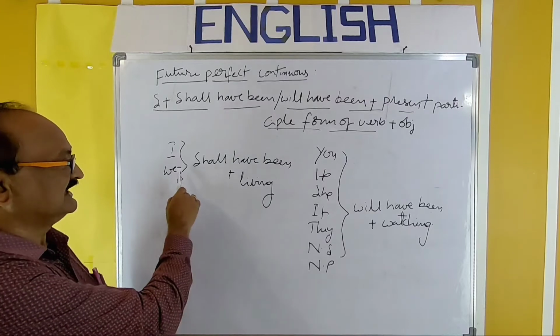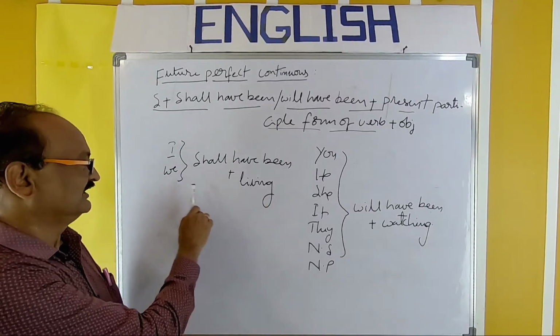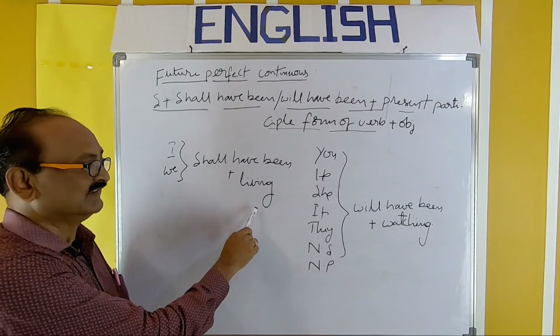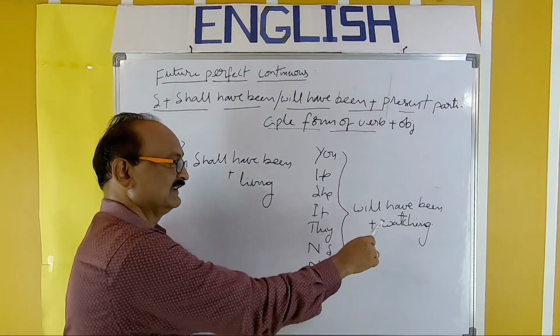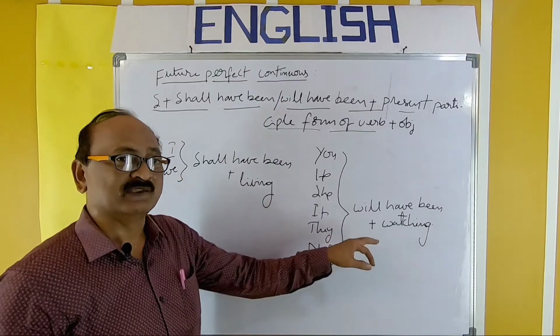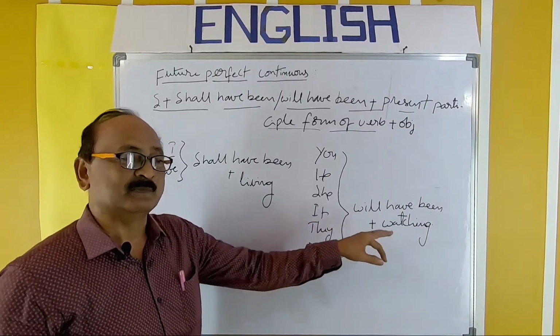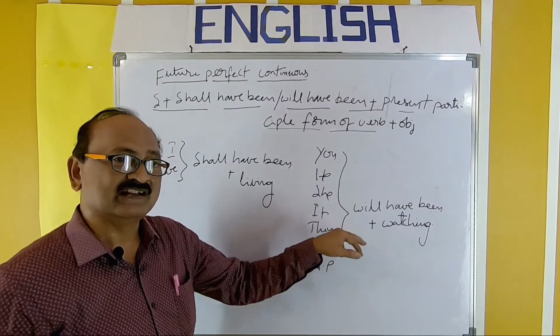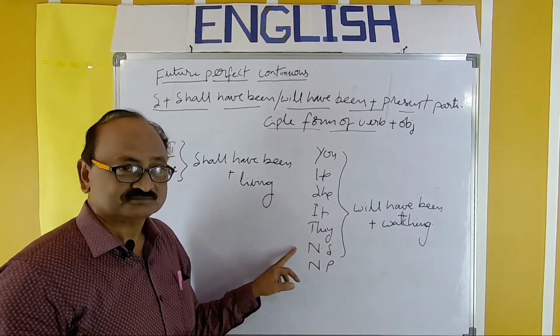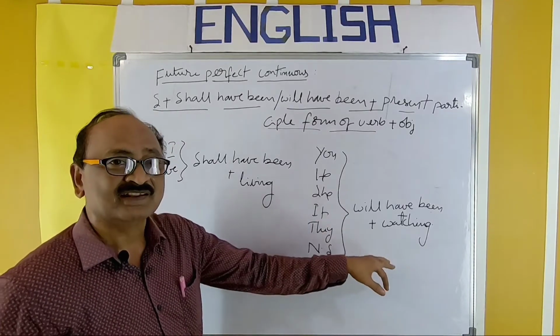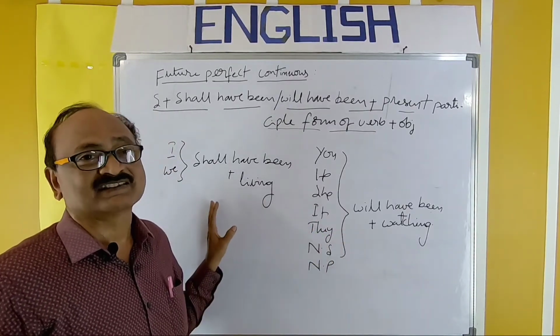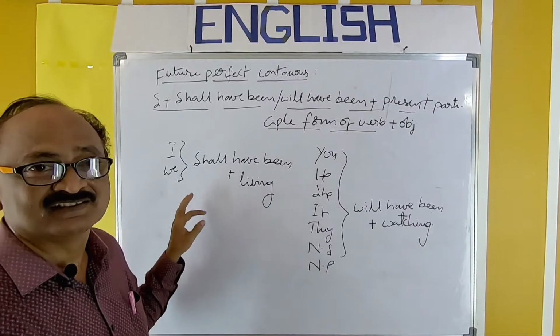Look at the examples. I shall have been living. We shall have been living. You will have been watching. He will have been watching. She will have been watching. It will have been watching. They will have been watching. Rajesh will have been watching. People will have been watching. So, this is for practice sake. So, you have to practice like this.